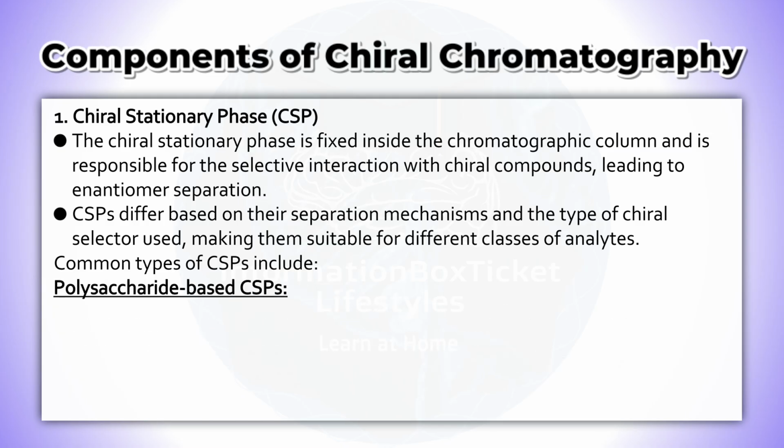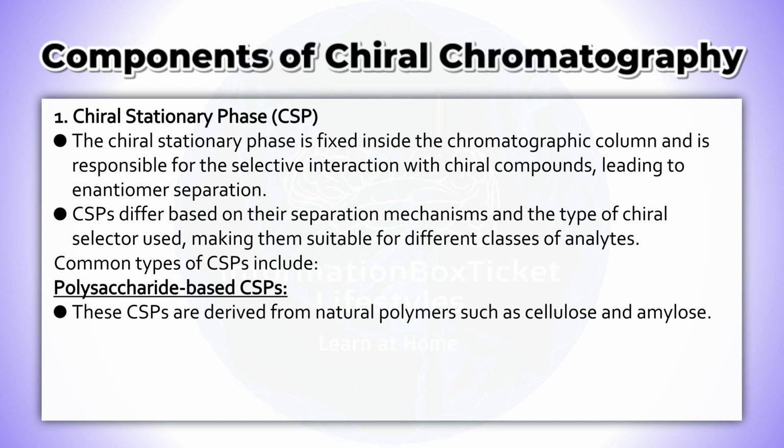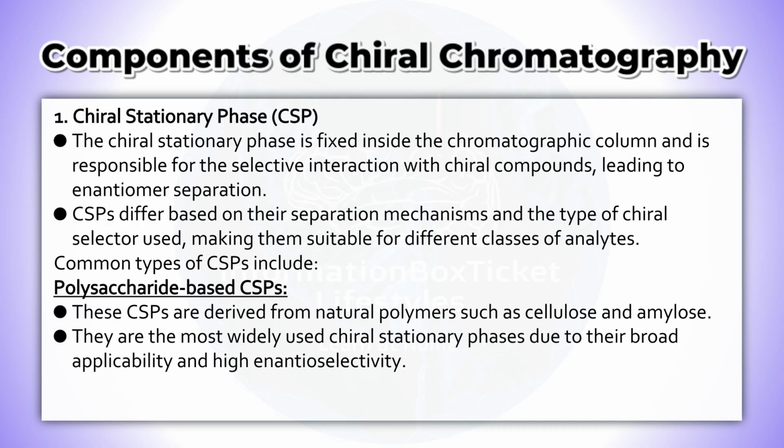Polysaccharide-based CSPs. These CSPs are derived from natural polymers, such as cellulose and amylose. They are the most widely used chiral stationary phases due to their broad applicability and high enantioselectivity.